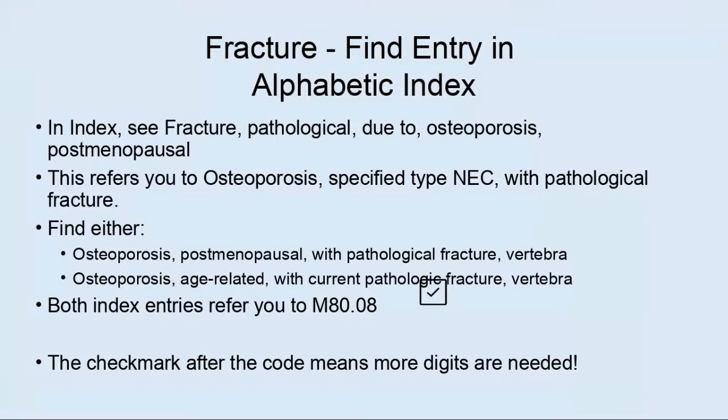And next to this code in the index is a box with a check mark. This means you're going to need more digits. This is why you have to go to the tabular list. You can't just code from the alphabetic index because you're not going to get all the digits. And as they say, if you don't have all the digits, the code is invalid, it's wrong.